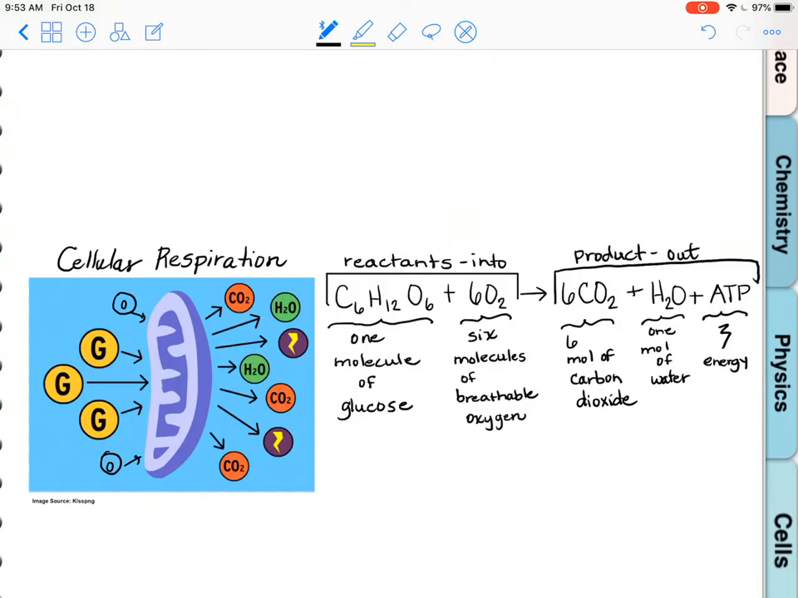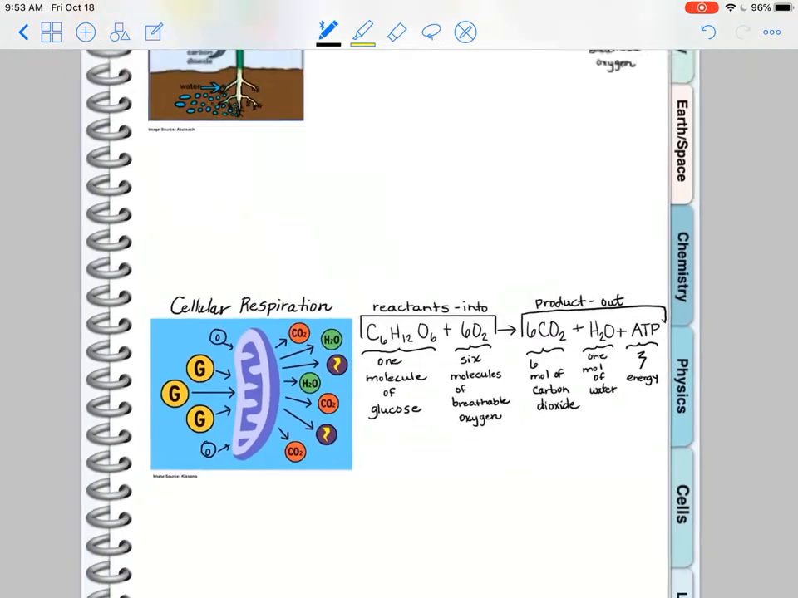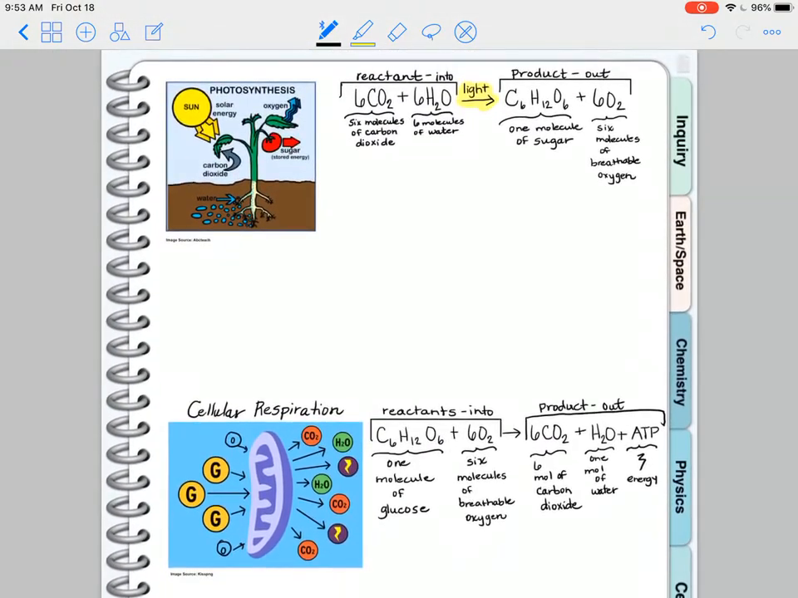So your body needs that glucose and oxygen to make this ATP that your body needs to survive. So this is the process of cellular respiration. It is the reverse process of photosynthesis. They're sort of opposites. Okay?